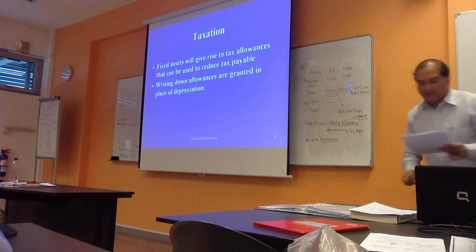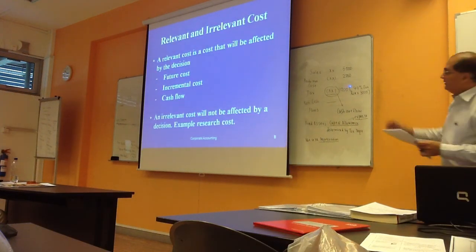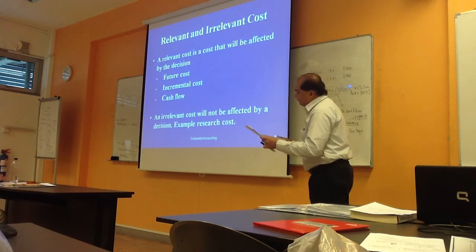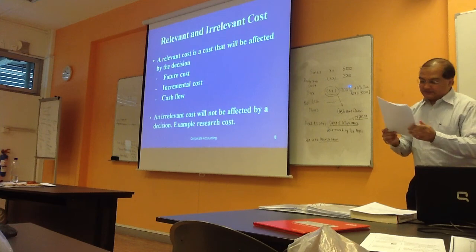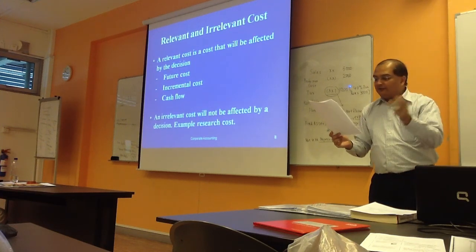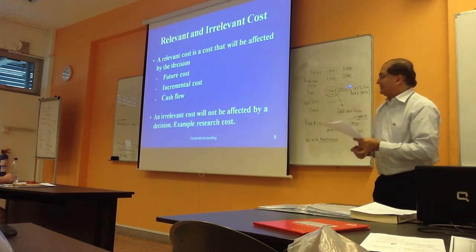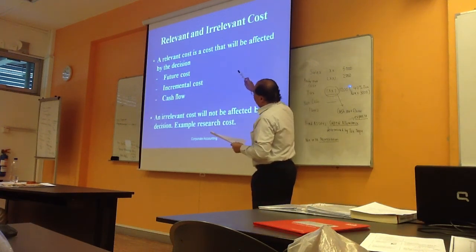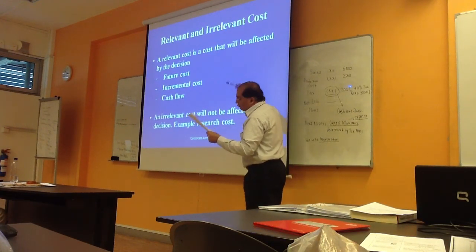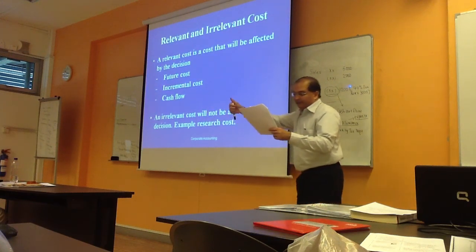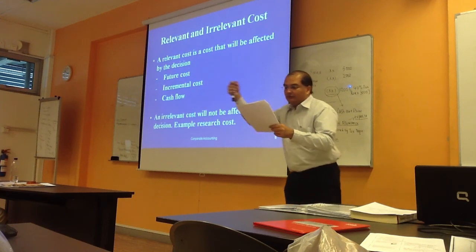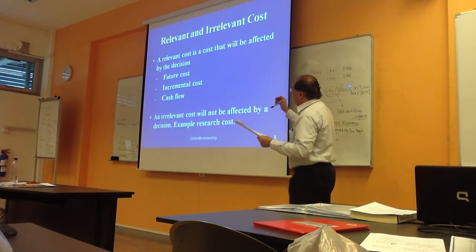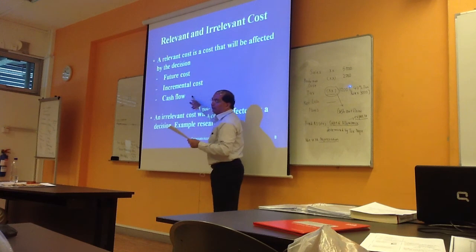Now, then we have relevant and irrelevant costs. What is a relevant and what is an irrelevant cost? A relevant cost has three qualities. Firstly, a relevant cost is a future expense. We are going to spend in the future. It is incremental, with the decision we pay more money. And thirdly, there must be a cash outflow.